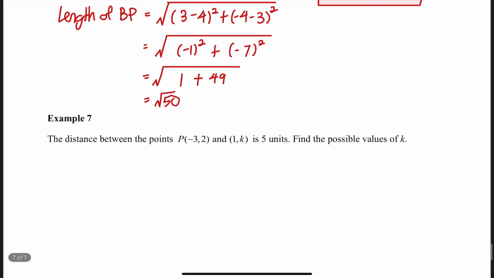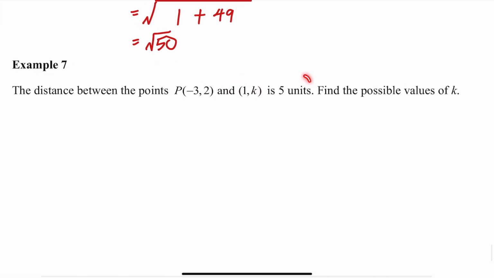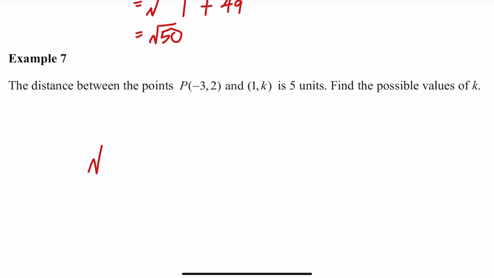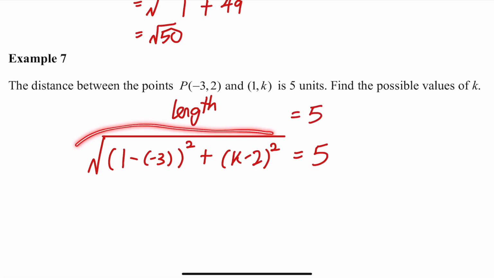Alright, now last question, example 7. The distance between the points is 5 units. Find the possible values of k. So they're telling me that the length between these 2 points is 5 units. So if I apply the formula, square root of, I find the length between these 2 points. x2 minus x1, 1 minus negative 3, the whole thing square, plus k minus 2, the whole thing square. This should give me 5 units based on the question here. The length is simply 5 units, and the length is given by this formula here.